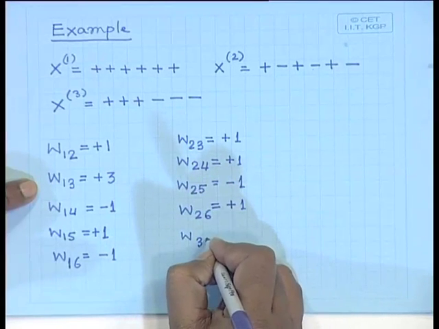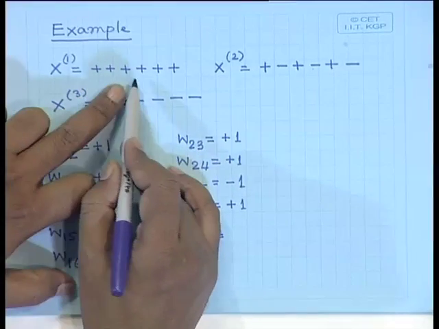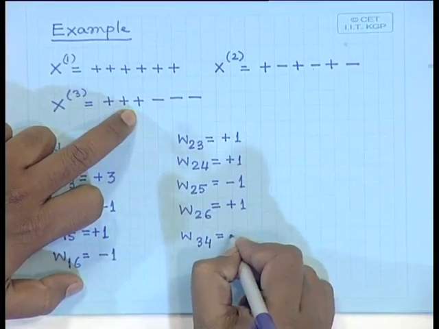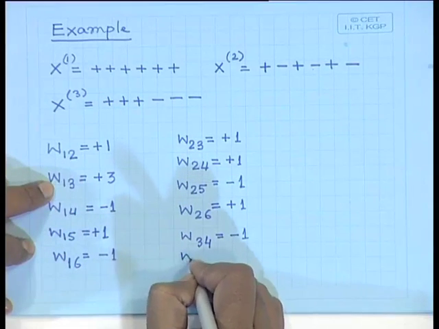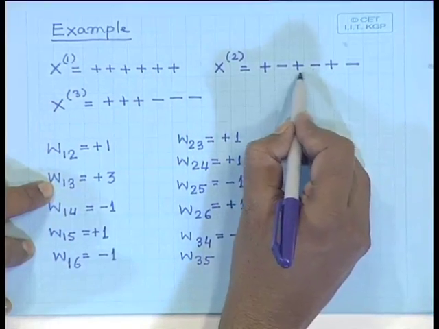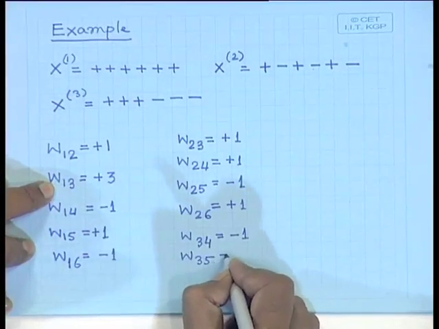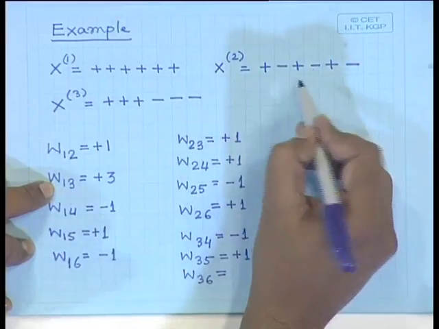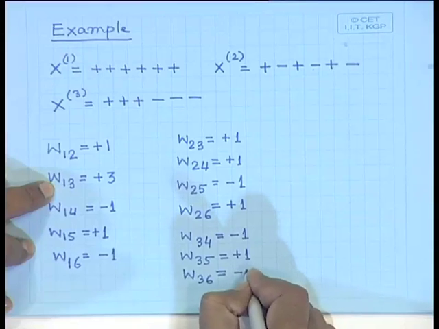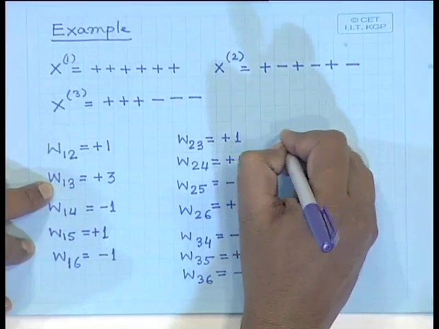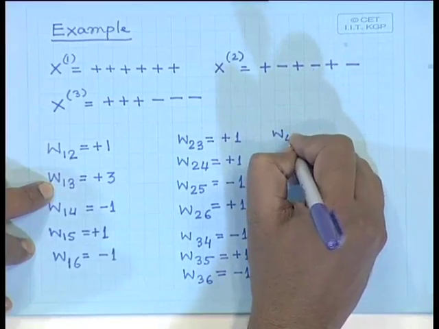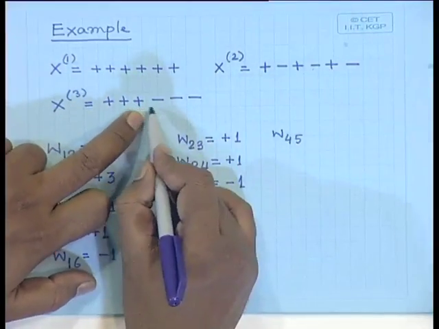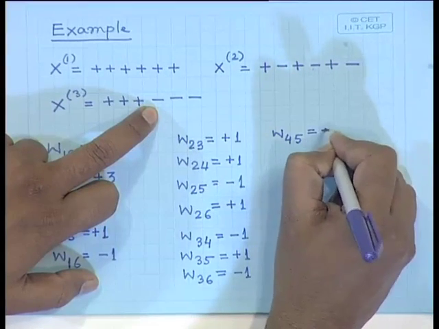W33 is equal to 0. So, I have to compute W34. Okay. W34, here it is plus 1, here it is minus 1, here it is minus 1. So, W34 becomes minus 1. Okay. W35, here it is plus 1, here also it is plus 1, here it is minus 1. So, W35 becomes plus 1, and W36, here it is plus 1, here it is minus 1, here also it is minus 1. So, W36 becomes minus 1. Similarly, I have to go for W45 because others I need not compute. So, W45, plus 1 minus 1, here it is plus 1. So, W45 becomes plus 1.